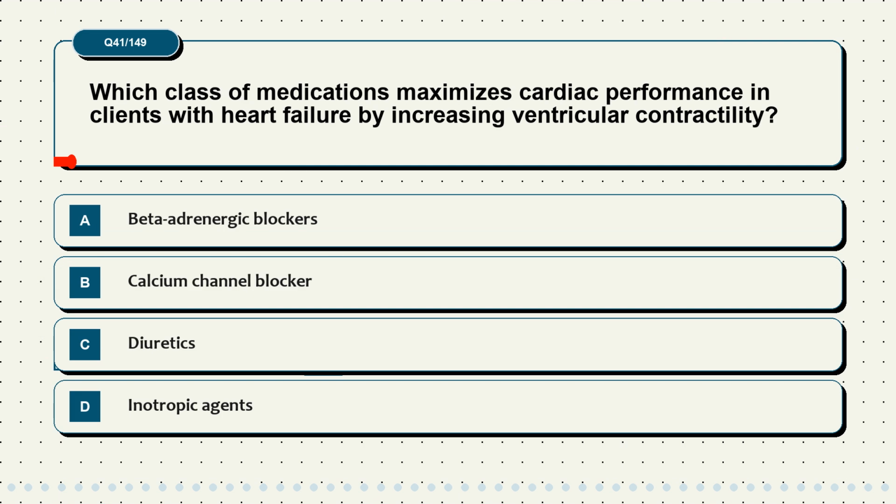Question 41. Which class of medications maximizes cardiac performance in clients with heart failure by increasing ventricular contractility? Here are the options. Option A. Beta-adrenergic blockers. Option B. Calcium channel blocker. Option C. Diuretics. Option D. Inotropic agents.